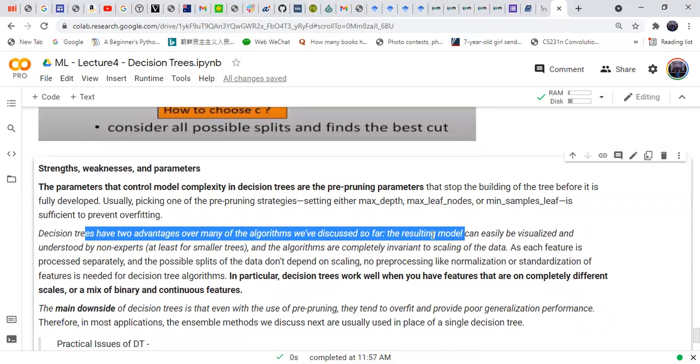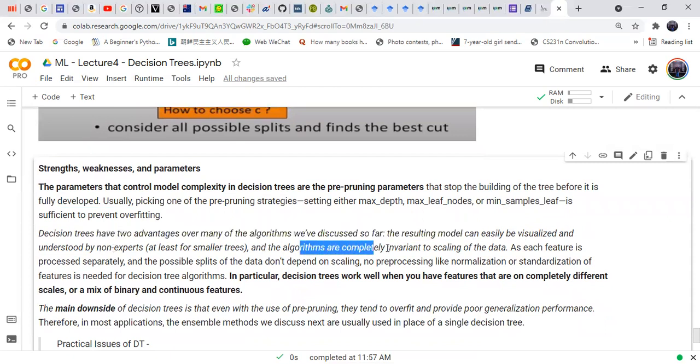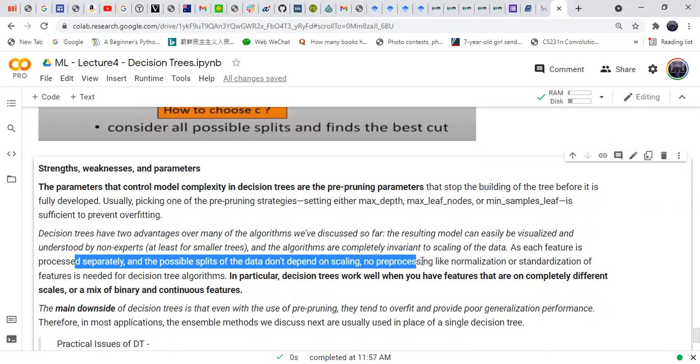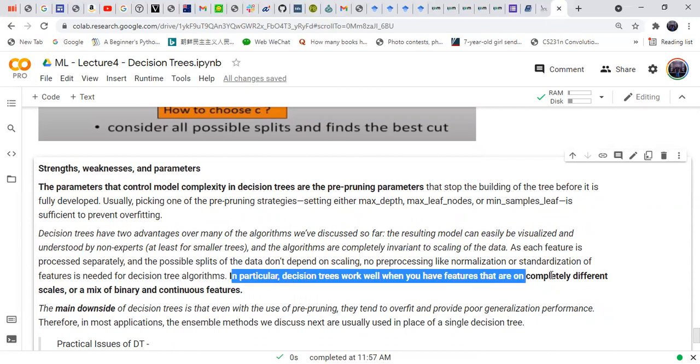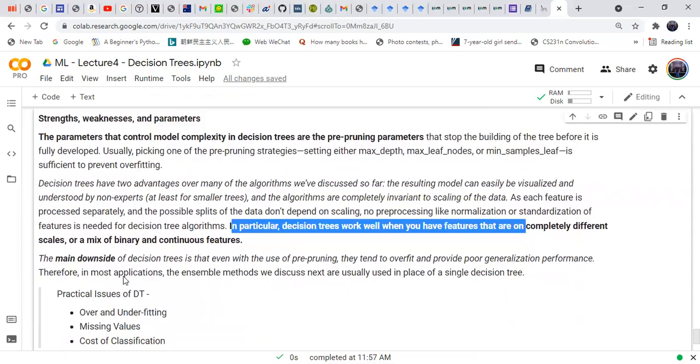Decision trees have two advantages over many of the algorithms we have discussed so far. The resulting model can easily be visualized and understood by non-experts, and the algorithms are completely invariant to scaling of the data. As each feature is processed separately, the possible splits don't depend upon scaling. No pre-processing like normalization or standardization of features is needed.